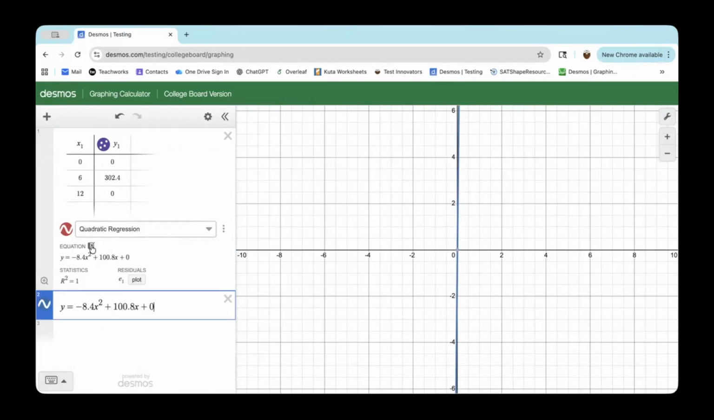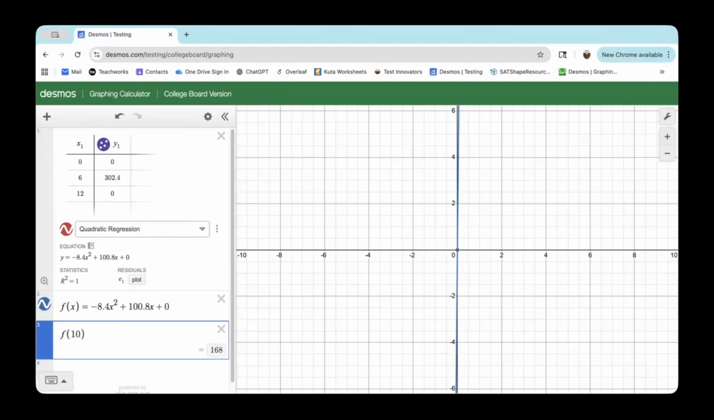And then here's 2 things that I would do. If you just hit this little button here, it puts it here. And then change it to f of x. And then right below that, just do f of 10. And then it just gives us the answer. So Desmos will take the points, give us the equation. If we rename it f of x, then we can easily plug 10 into that, because that was the question, what is it after 10 minutes? So the answer to the problem is 168.